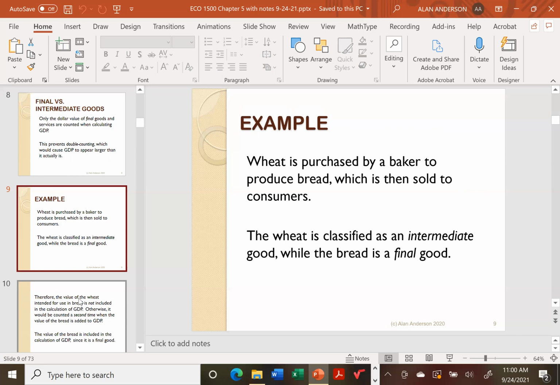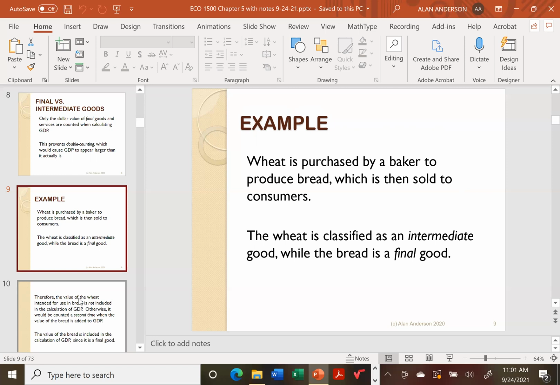He's buying it to turn it into bread. So the GDP accounts would only measure the bread, not the wheat. The logic being that the bread contains the wheat, and so the value of the bread includes the value of the wheat. That's why we have to do it this way.